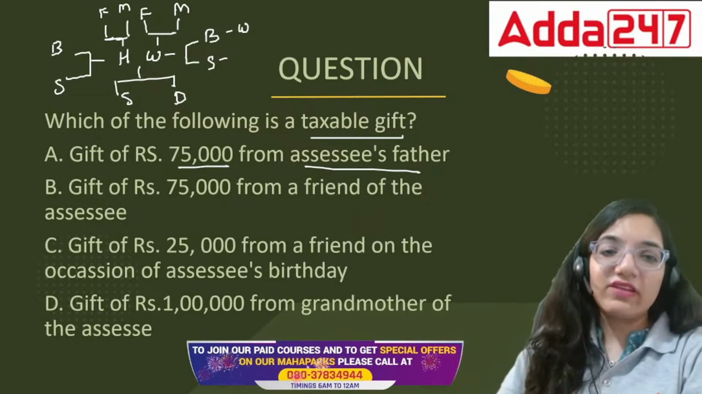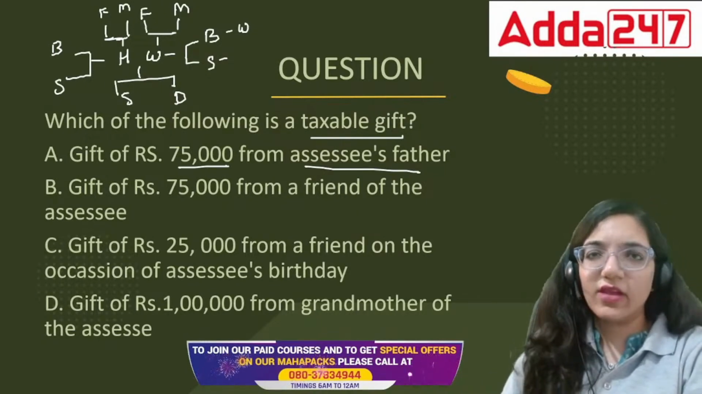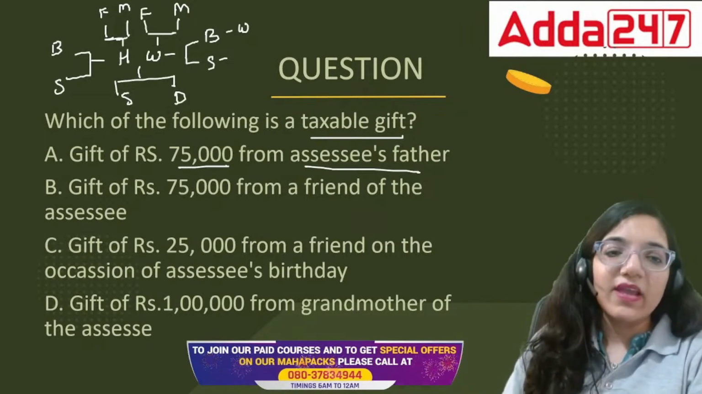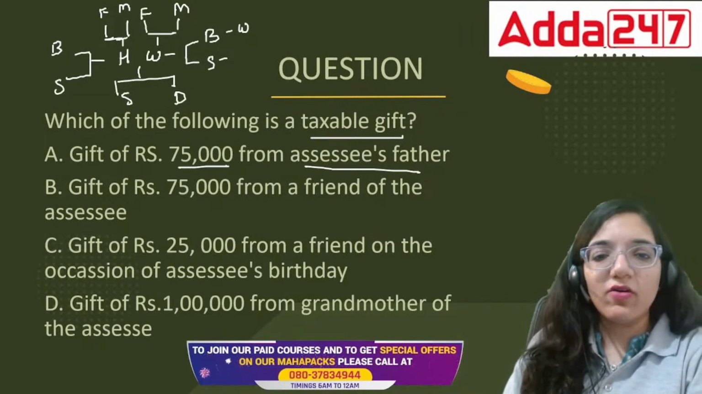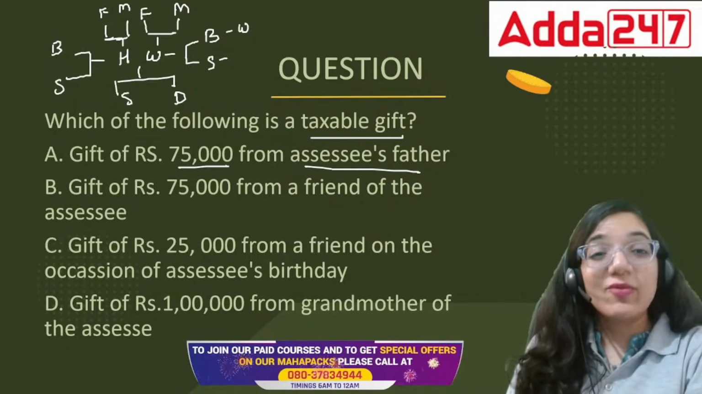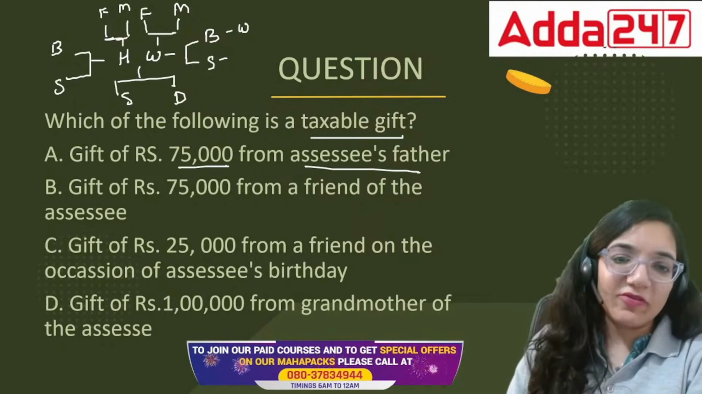The friend gave 75,000. Is friend a relative? No. Is there any specific occasion? Not written. So let's see. Gift of 25,000 from a friend on the occasion of a birthday. Birthday 25,000 makes sense, but the point is 25,000 is below the limit of 50,000.